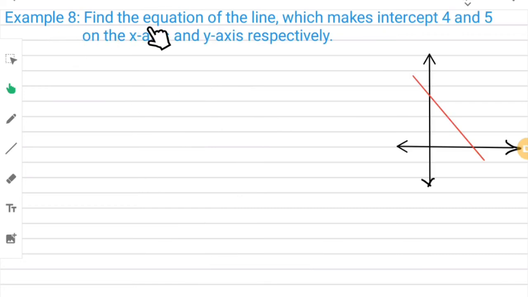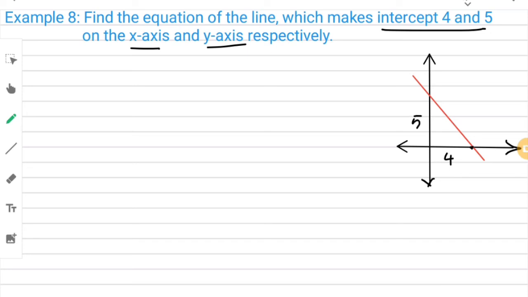Example 8. Find the equation of the line which makes intercept 4 and 5 on the x-axis and y-axis respectively. Here they have given the intercepts 4 and 5 for the x-axis and y-axis. As I told you in the introduction itself, intercept means the distance between the origin and the point where it intercepts. So this distance is given as 4 and this distance is given as 5.